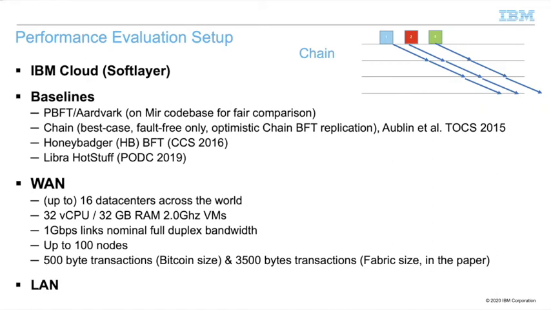We focused on one evaluation. We have up to 16 data centers across the world. When we have more than 16 nodes, we co-locate them in the same data centers. These are the specifications of the machine. We restricted ourselves to 1 gigabit networks, up to 100 nodes. If we have more than 1 gigabit, we throttle the bandwidth to limit it to 1 gigabit. We experimented with 2 transaction sizes: 500 bytes, corresponding more or less to the Bitcoin average transaction size, and 3.5 kilobytes, corresponding to Hyperledger Fabric, which is covered more in the paper. Here I'm focusing on Bitcoin sizes. And we have some LAN experiments.